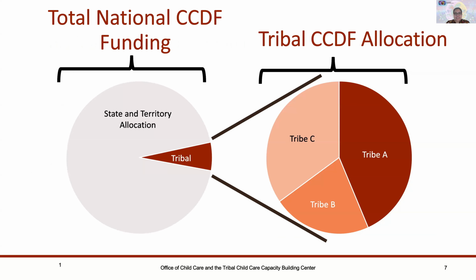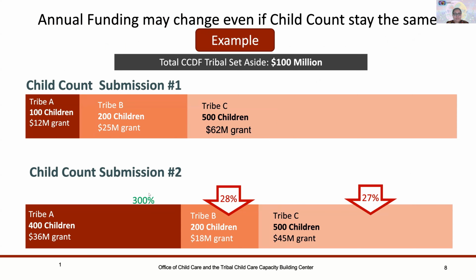Thank you, Gabriela. In this graphic, this is outlining how the tribal funding works with the child count. Tribal CCDF funding is a certain percentage of the overall CCDF appropriations. Tribes submit their child count, and then a formula is run and divided among tribal lead agencies' portion of the overall funding. We'll go to the next slide and talk through a couple of examples.